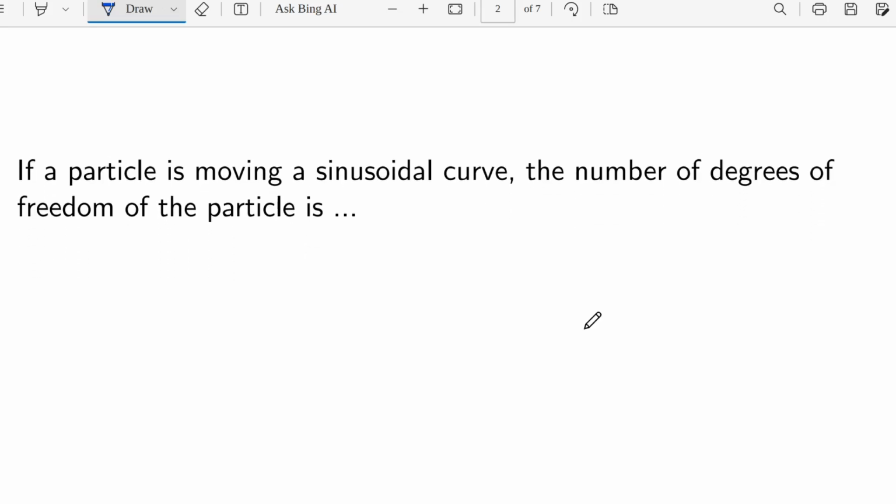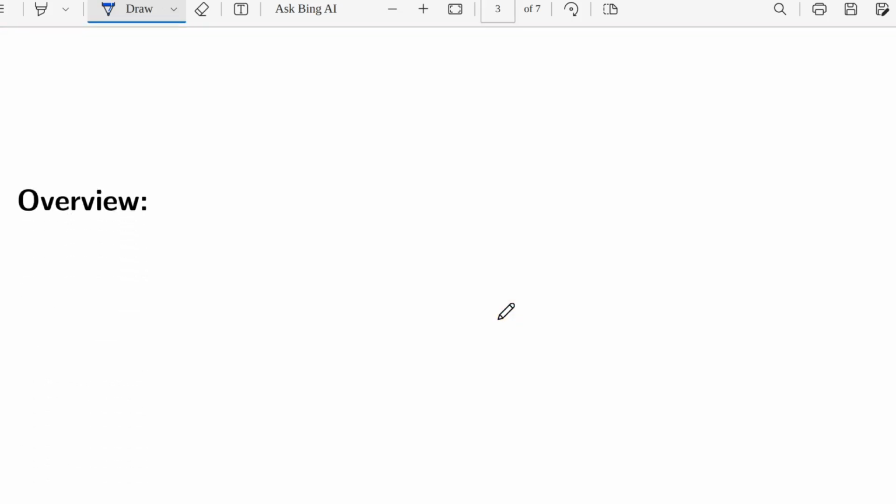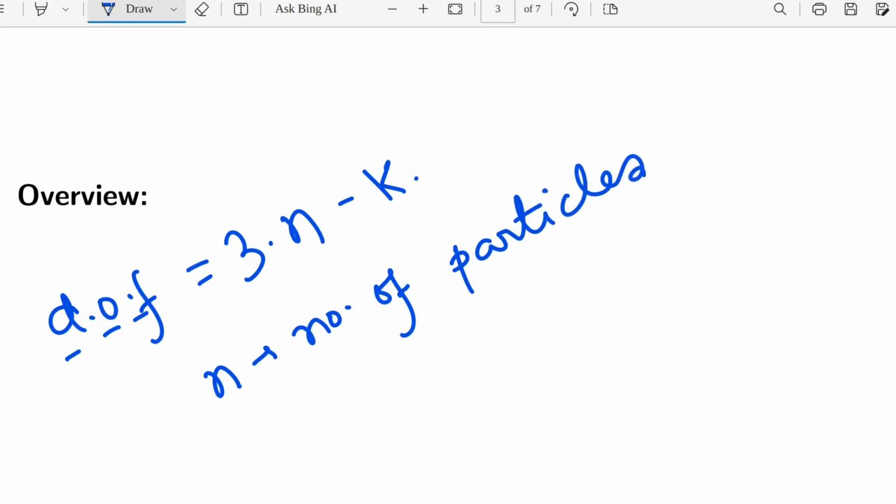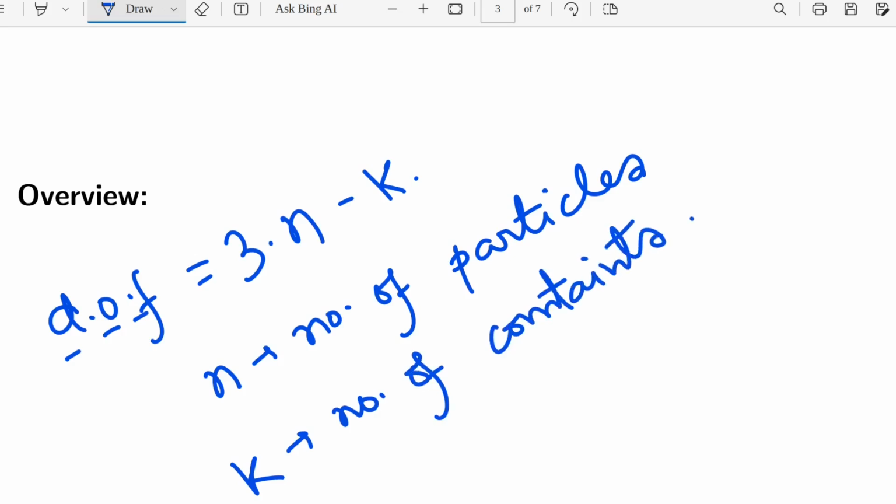Before going to the answer, we have to know the expression for the number of degrees of freedom of any particle. The number of degrees of freedom, DOF, can be written as 3n minus k, where n is the number of particles in the system we are considering, and k is the number of constraints imposed on the system.